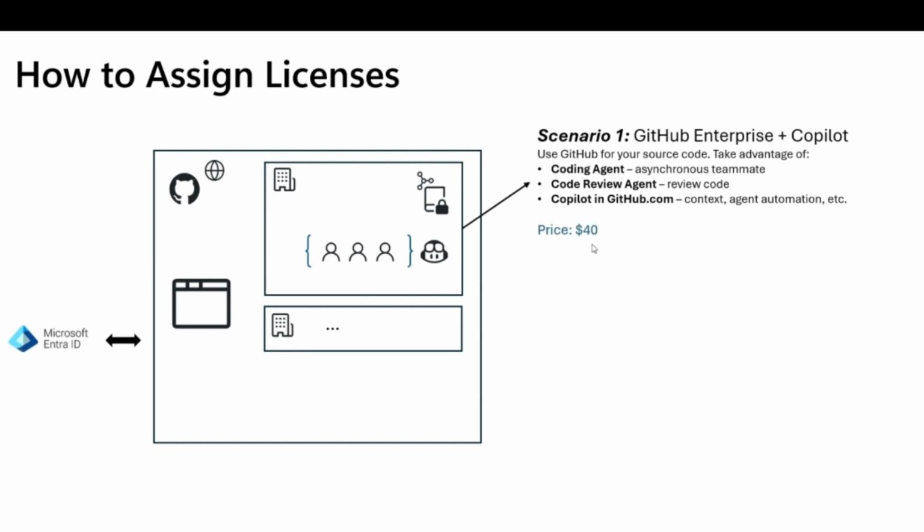The total price, if we consider Copilot Business, is $40 per user per month. And again, this is a list price. Please check with your Microsoft sales team or GitHub sales team for specific details on how your pricing might be lower.